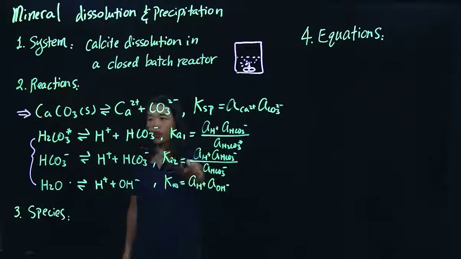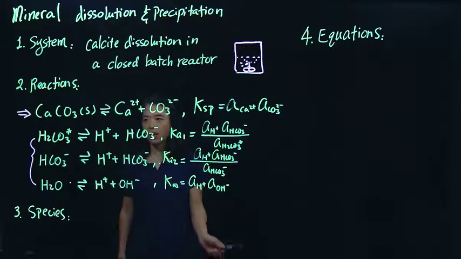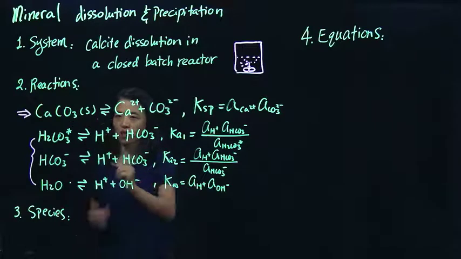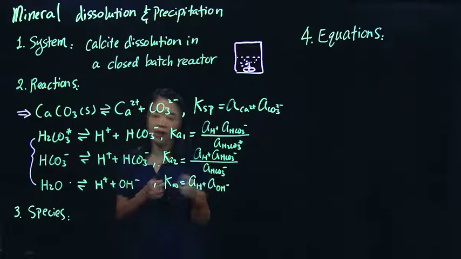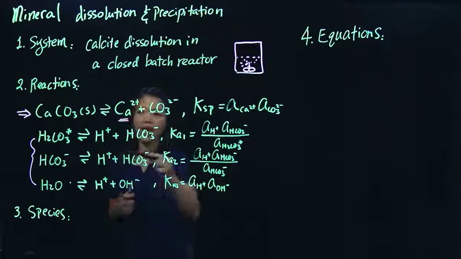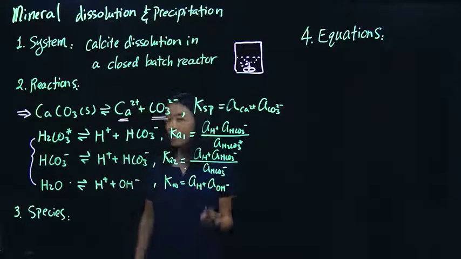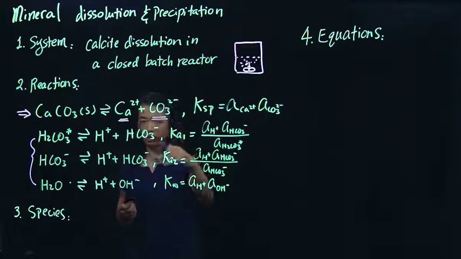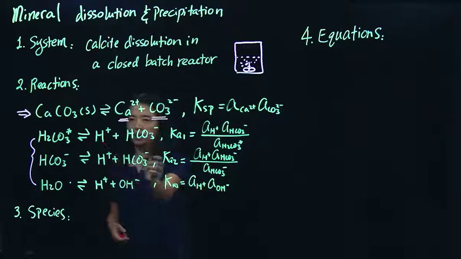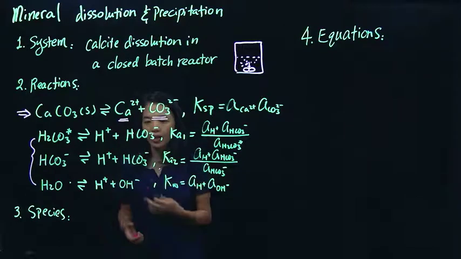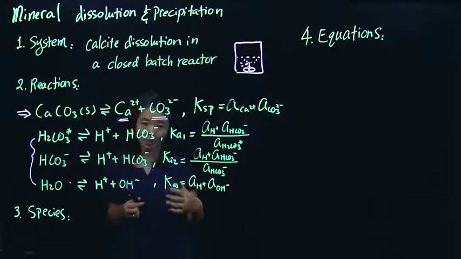So we have these four reactions here. You can think about calcite dissolution as essentially releasing elements from the solid phase to the water phase, right? So it dissolves out, adding calcium species and carbonate species to the water. But once carbonate is released into water, it quickly goes through the speciation reaction to become either bicarbonate or carbonic acid, depending on the pH of the system, as we talked about last time.